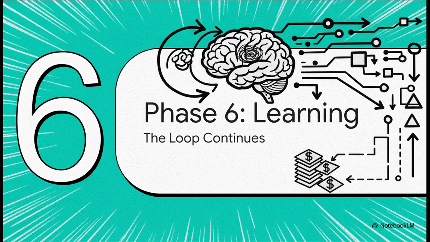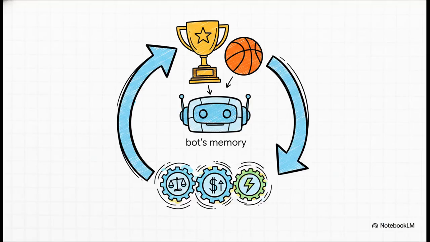Phase 6, the continuous learning loop. But here's the absolute best part of this whole explainer. The true climax of a live trade isn't the 43 bucks at all. It's what happens to the data next. The outcome of this specific Lakers game feeds straight back into the bot's memory loop.